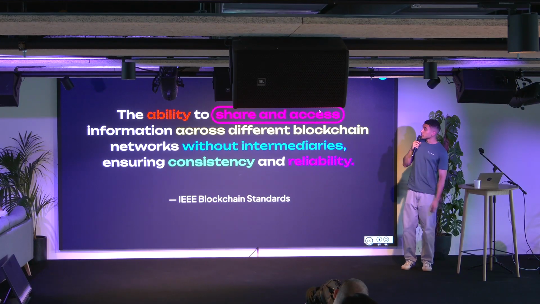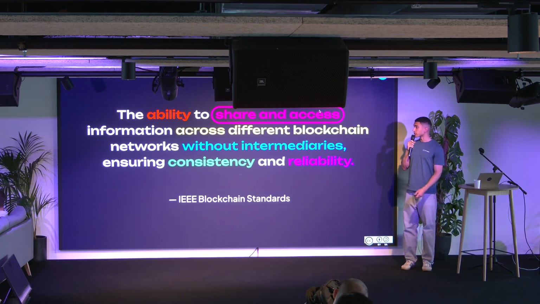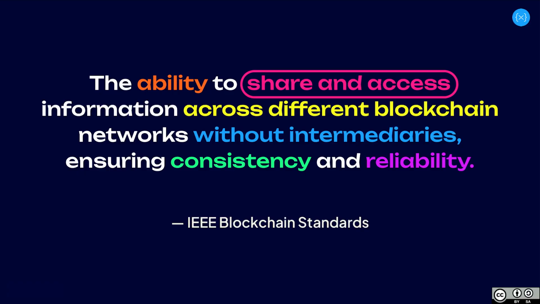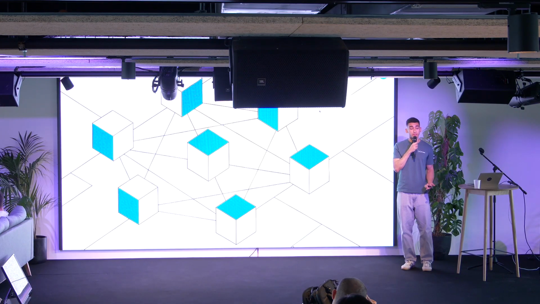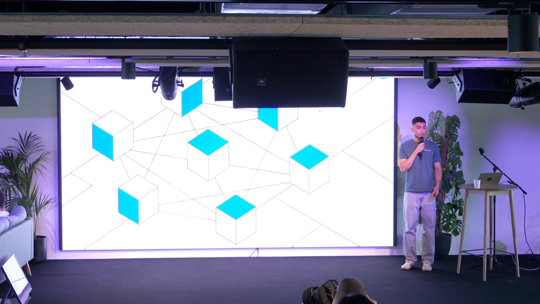And if we try to specialize a little bit this definition for the blockchain, we can say: the ability to share and access information across different blockchain networks without trusted entities, ensuring consistency and reliability. In fact, blockchain came with a very strong commitment in terms of decentralization, in terms of the mobility of the data, but also the ownership of the value with cryptography. And when we want to bridge, we want to make sure that we still preserve these properties.